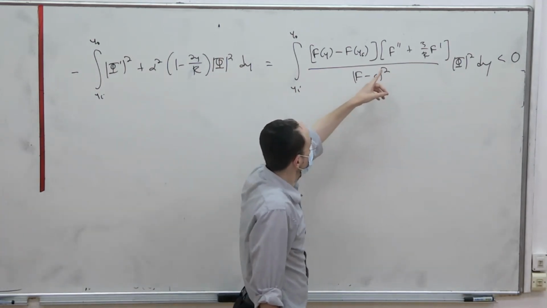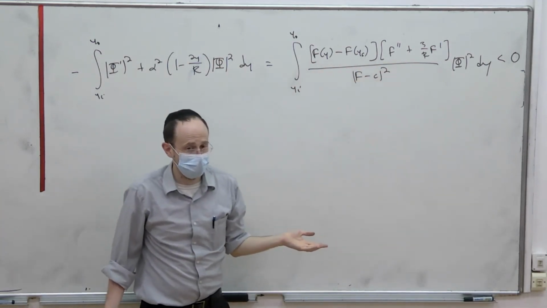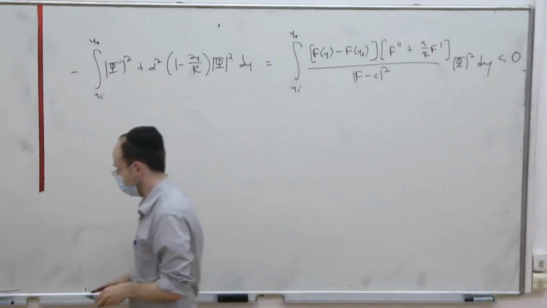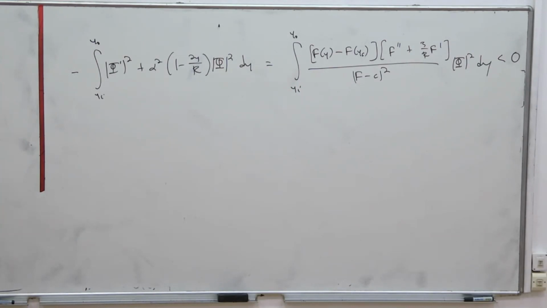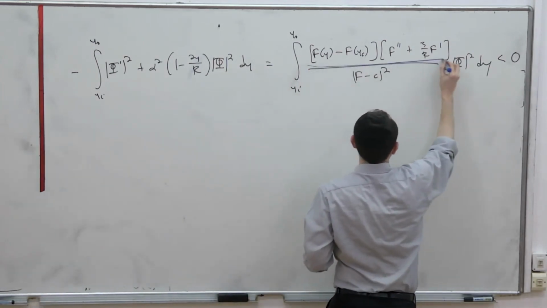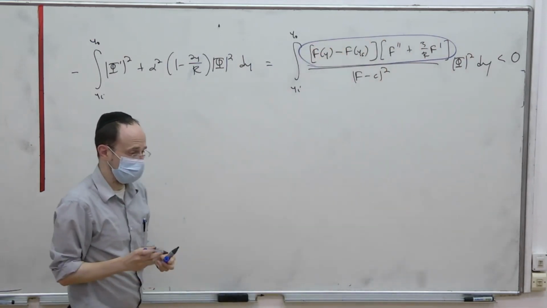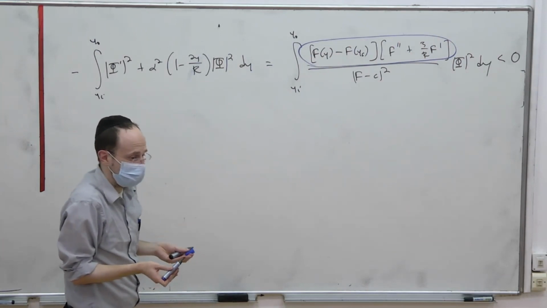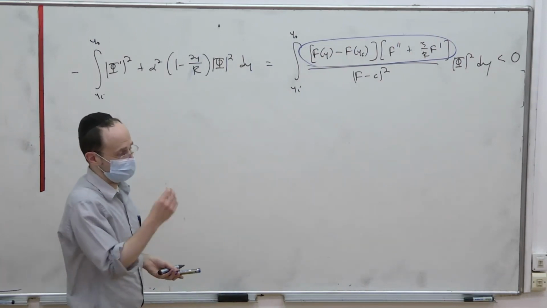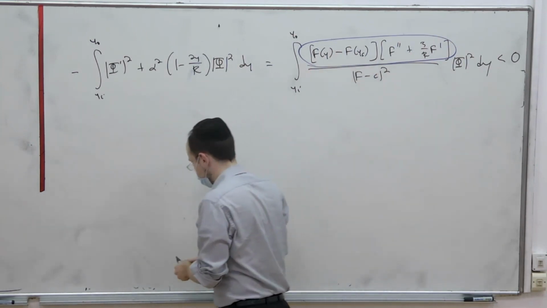If this thing's going to be negative, the numerator has to be negative somewhere. There has to be at least some location where this numerator, I'll circle it in blue again, this thing, has to be negative if the whole integral is going to be negative. It has to be negative somewhere. If it was positive everywhere, then there's no way for this integral to be negative. There has to be at least some location where this thing is negative.